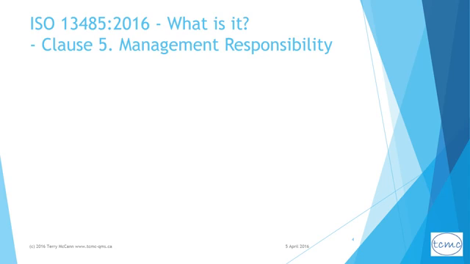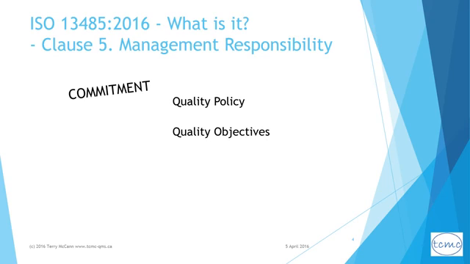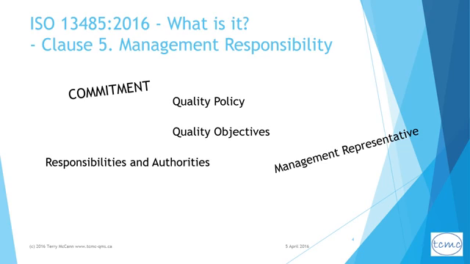The first requirement in Clause 5 is for top management to show its commitment to establishing and maintaining an effective quality management system. This means establishing a quality policy and setting quality objectives for the whole organization. Top management have to define and document responsibilities and authorities for effectively operating the organization in conformity with its QMS, including to appoint a management representative who, among other things, shall report on the effectiveness of the QMS at management reviews conducted at planned intervals.